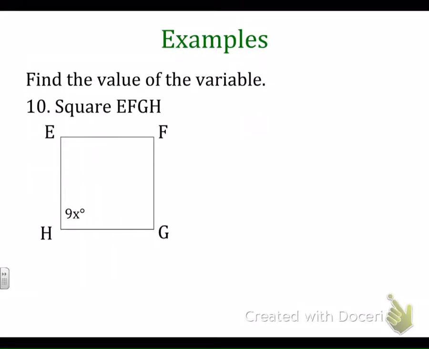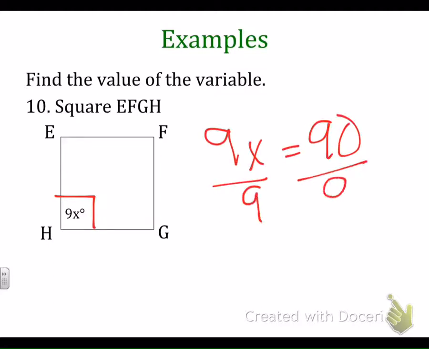Alright, in a square we know all the angles are 90 degrees. So 9x is equal to 90. Divide by 9. X is equal to 10.